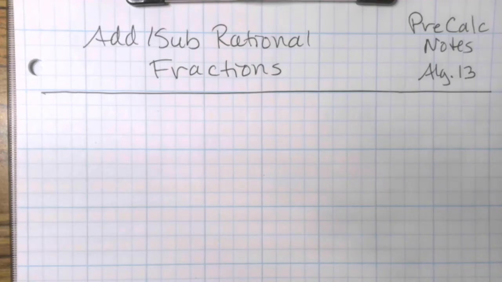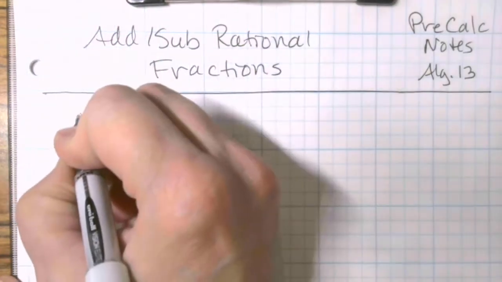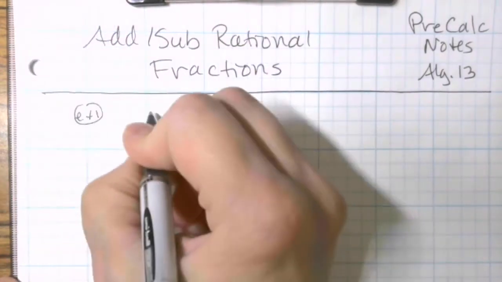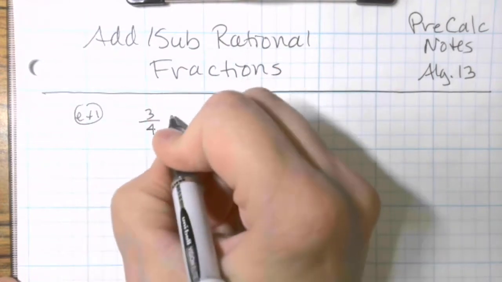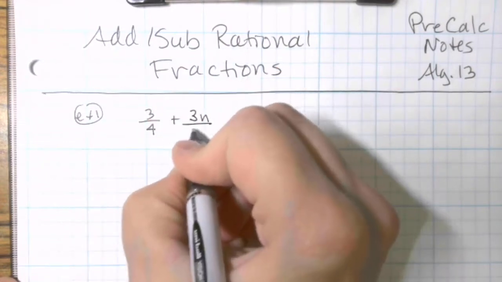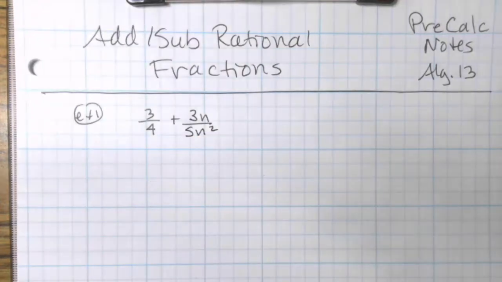Hello, this is pre-calculus note-taking for the worksheet Algebra 0.13, and the topic is adding and subtracting rational fractions. For these notes today, I know they're review. I'm just going to go through a set of 3 examples, and from there, pretty much all the other problems are going to be the same. So example 1 is 3 over 4 plus 3n over 5n squared.